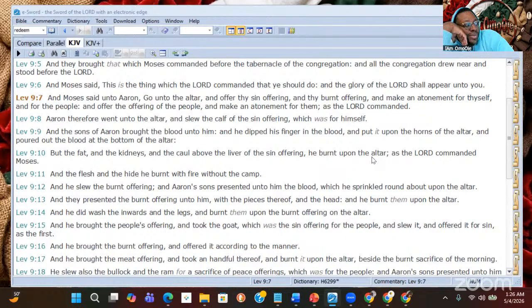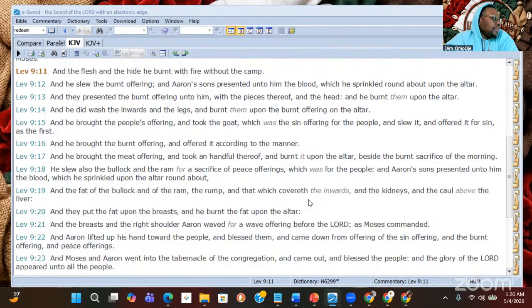And the sons of Aharon brought the blood unto him. And he dipped his finger in the blood and put it upon the horns of the altar and poured the blood at the bottom of the altar, but the fat and the kidneys and the caul above the liver of the Kata offering he burnt upon the altar as Jehovah commanded Moshe. And the flesh and the hide he burnt with fire outside the camp.